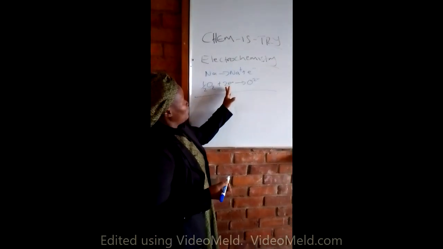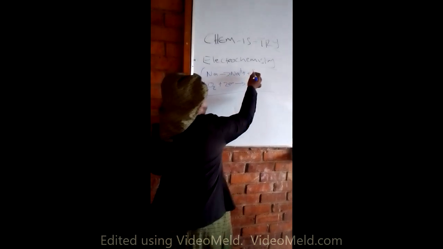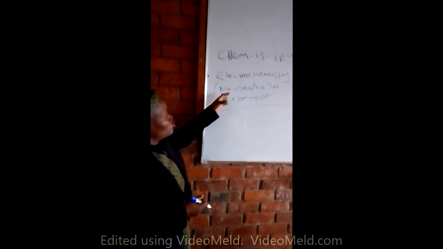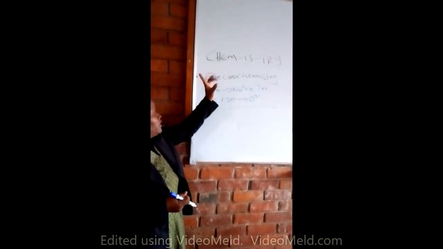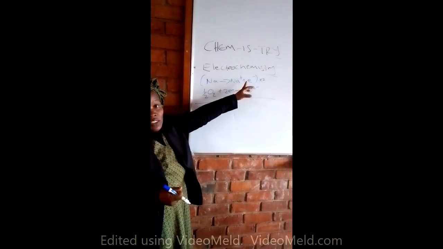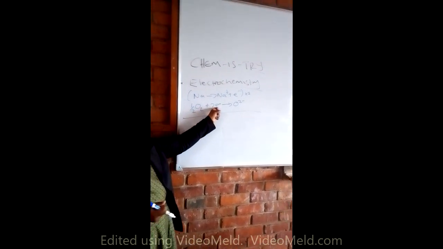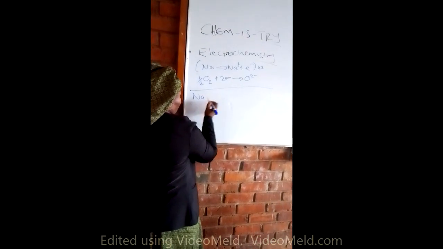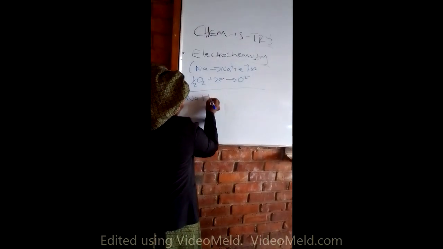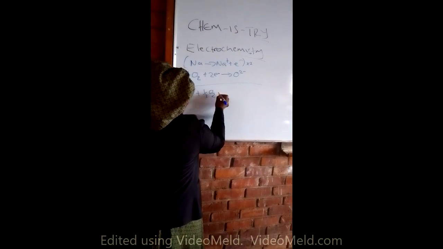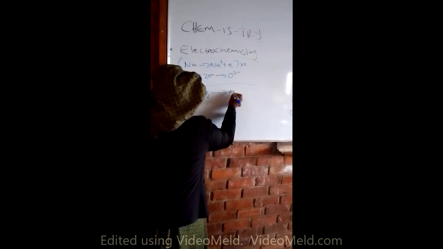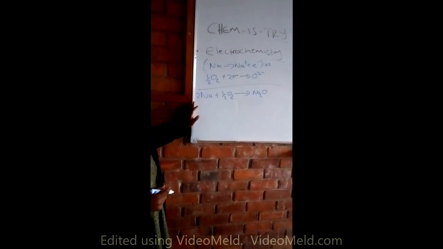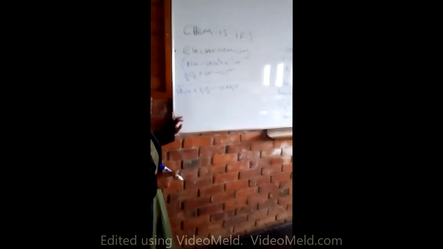So in order to balance this, I now multiply the first one by 2. So that I now have 2 sodium atoms reacting to give 2 electrons, and those 2 will now balance 1 oxygen atom. So that we now have 2 Na plus half O2 will now combine to give me Na2O. That's the formula now of the sodium oxide.